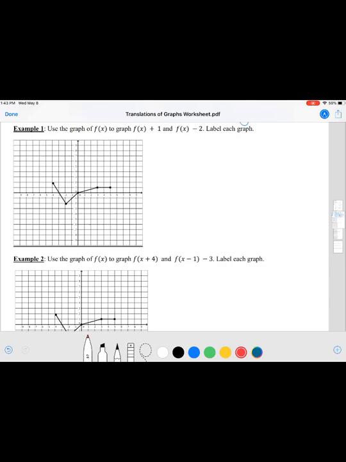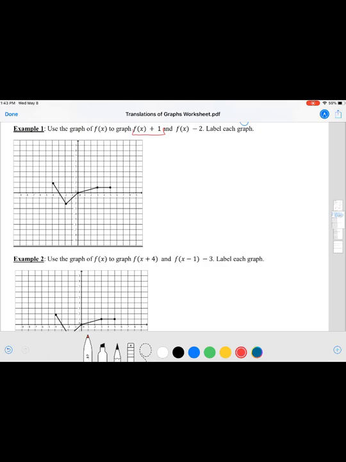Okay, in this video, we're going to actually apply our translation rules and start graphing some of these shifted functions. So in the first example, this graph is given to us, which is f of x, and there are two additional graphs we're going to draw on the same grid. The first one we'll draw in red. I want to graph f of x plus 1.